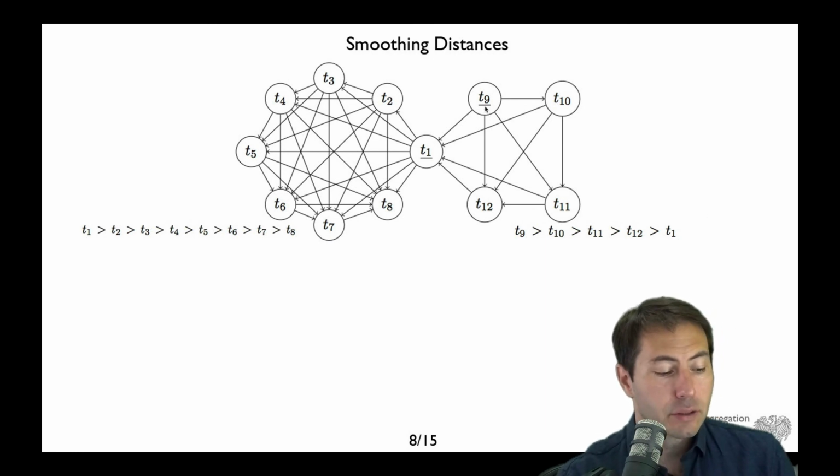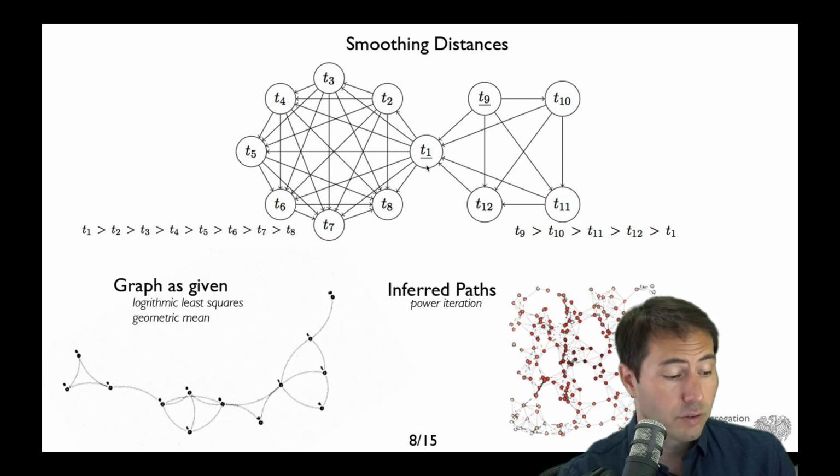So T9 directly dominates T1 according to rater 2, but T1 dominates a much larger cluster of elements according to rater 1. And the question we have to ask is, do we believe that T9 should be the top element, or do we believe that T1 should be the top element? And this gets to the heart of the question that we've been asking.